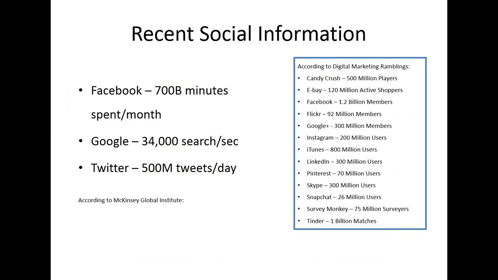According to McKinsey Global Institute, Facebook users spend 700 billion minutes a month on their site. Google has over 34,000 searches every second. Twitter users tweet 500 million tweets per day. On the right, you can see how many sites people are using and the various types of influence they have. Whether you're marketing on these sites or whether opinions are being shared, social and e-commerce sites are being used by over 80% of people on a regular basis.